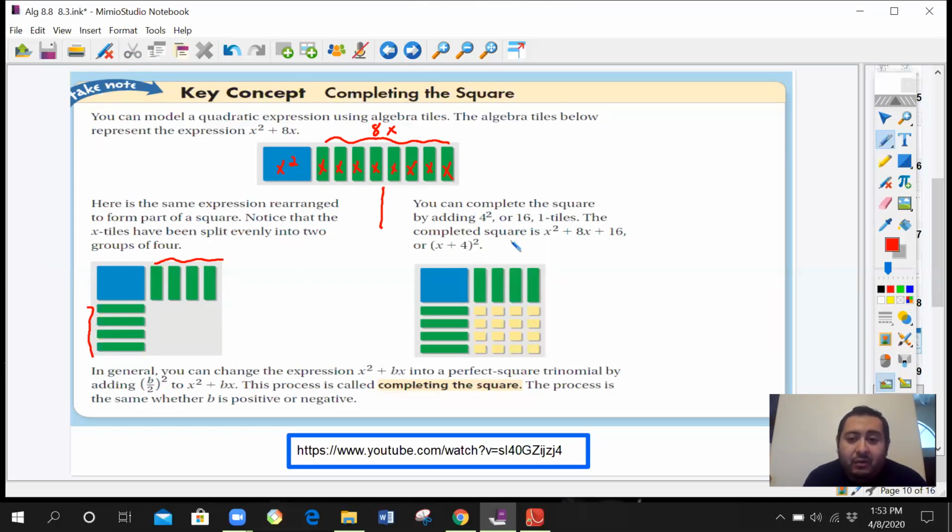The completing the square expression will be x squared plus 8x plus 16, or you could write it down in factored form. Technically, completing the square means you have to fill in this blank, based on the information that you just split up evenly. Once that happened, you created these small squares.